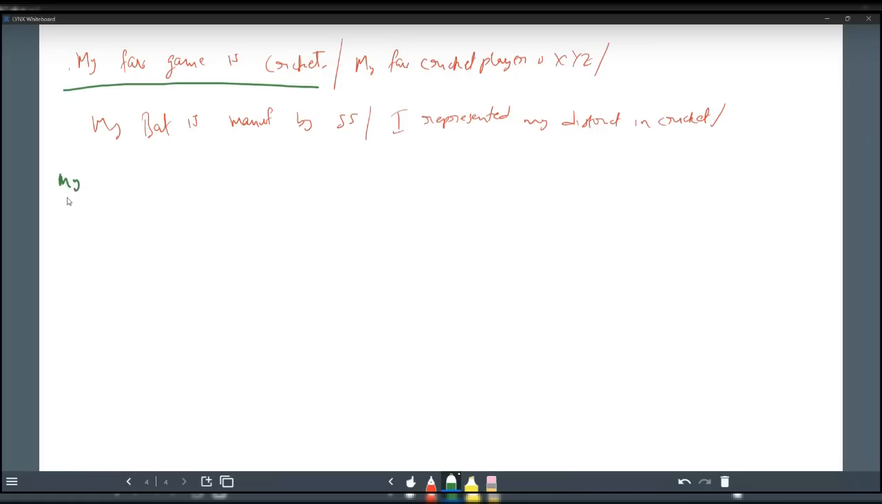Now we need to maintain: my favorite game is cricket. Now we need to check these words to see if they are repeated again in the remaining part of the sentences. We see that my has been repeated again, so my is 2. Favorite has been repeated again. Game has been repeated once. Is is 1, 2, 3. And cricket is 2, right?